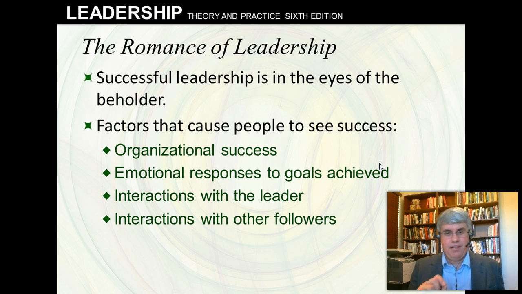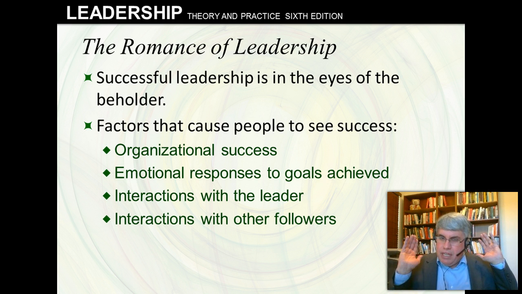And a final conclusion in the romance of leadership is that successful leadership is in the eyes of the beholder. We don't have a universal measure for successful leadership. It depends on who's doing the observing. There's a lot of factors that cause people to see success. There's the organizational success. If the organization is doing well, people tend to say, aha, the leader's successful. Even if he's immoral and doing things that he shouldn't, he's being a good leader because the organization is successful.